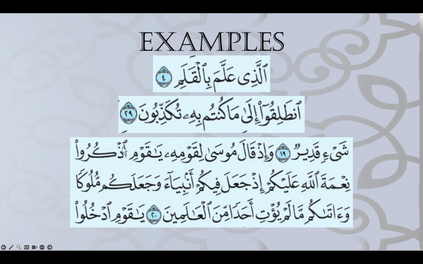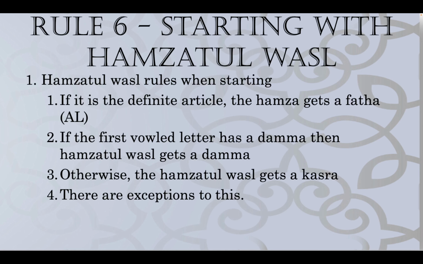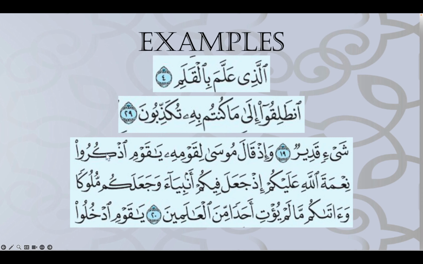And we're going to go back to this rule. If the first vowel letter has a dhamma, then the Hamzat al-Wasl gets a dhamma, and that's the case here. The Zal sukun is not the first vowel letter. Sukun is not a vowel. Dhamma is a vowel, right? So this is going to be uzkuru. Uzkuru. Hamza, dhamma, Zal sukun, uzkuru. Okay, I hope that's clear.